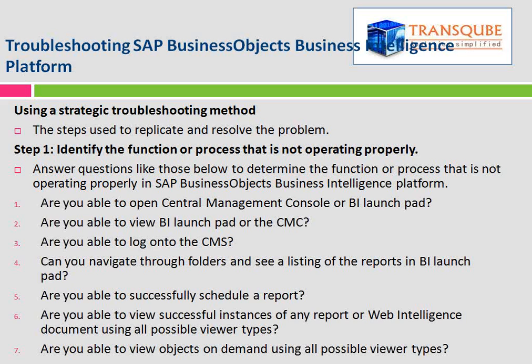Are you able to view successful instances of any report or web intelligence document using all possible view types? This tells you, you created the thing and scheduled a report to publish this data into a local BI system default flavor such as web intelligence document, crystal report instance, or eventually you might even have created this report to be output into a Microsoft Excel spreadsheet or CSV files or anything else. Are you able to view them in a successful manner?